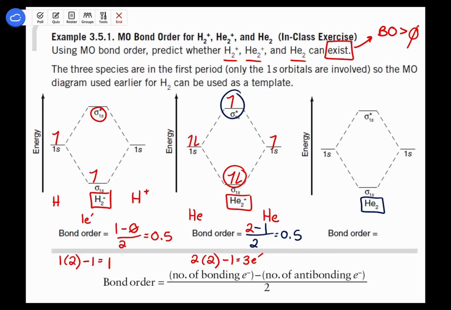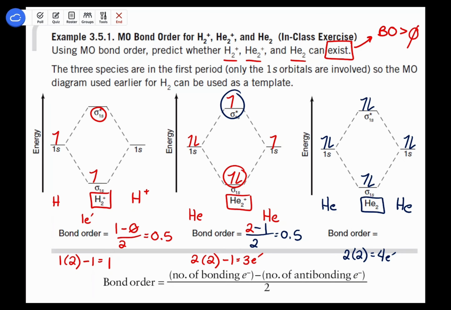And finally, let's do He2. So we have helium atom 1, helium atom 2, and they're both neutral, making a neutral molecule. So each one is starting with 2 electrons. There's 2 of them, so that tells us we have a total of 4 electrons to place in this diagram. So I'm going to start at the bottom. 1, 2, I filled up my bonding orbital, and then 3, 4, I have also filled up my antibonding orbital.